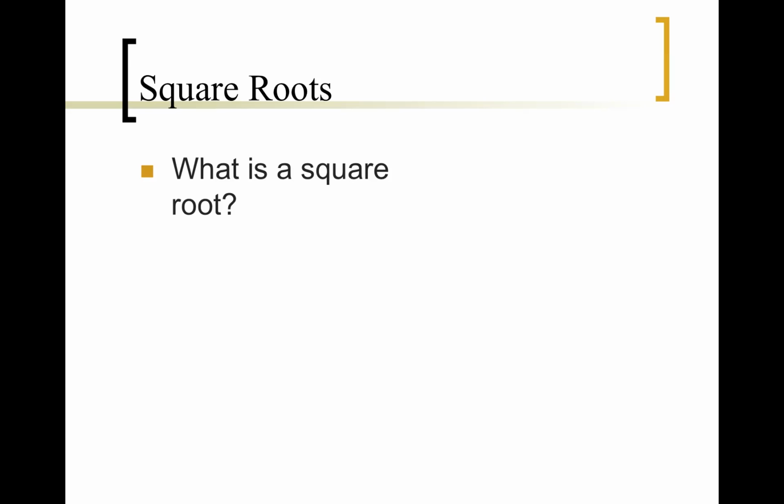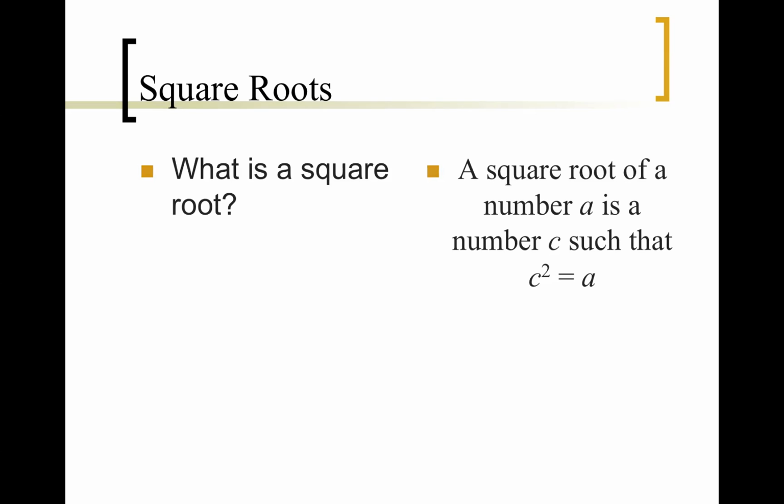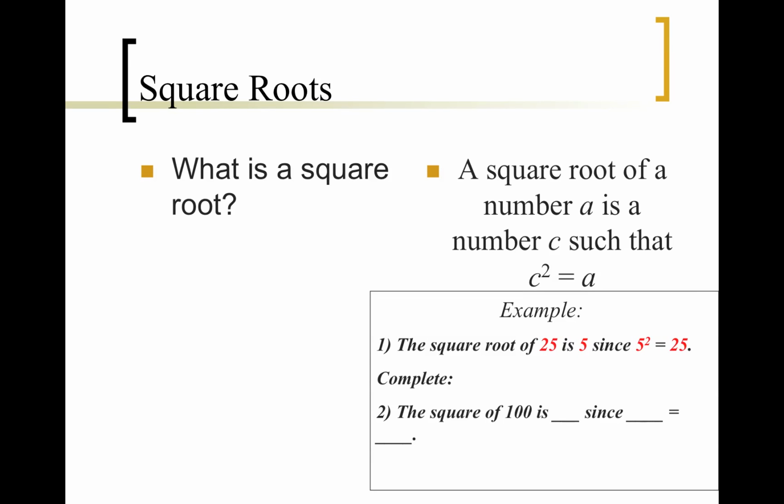Next up, writing our Cornell style notes. So we're going to start out with what is the square root. Make sure you get that on the left side of your right side page. Well, a square root of a number, a, is a number c such that c squared is equal to a. That seems pretty difficult to understand, so of course I got to give you an example. The square root of 25 is 5, since 5 squared is equal to 25. Sounds easy, right? Well, let's see if you can complete number 2. The square root of 100 is, since blank is equal to blank.